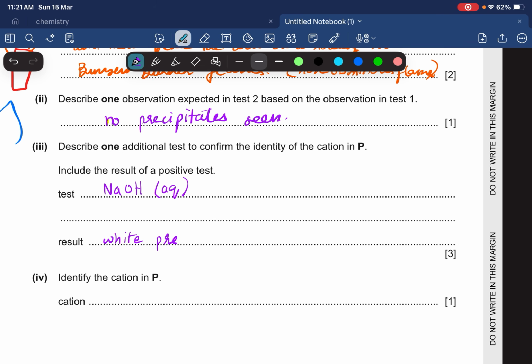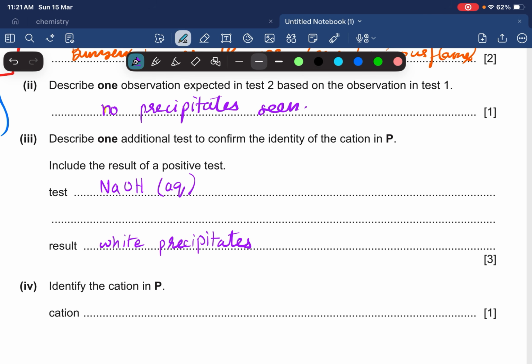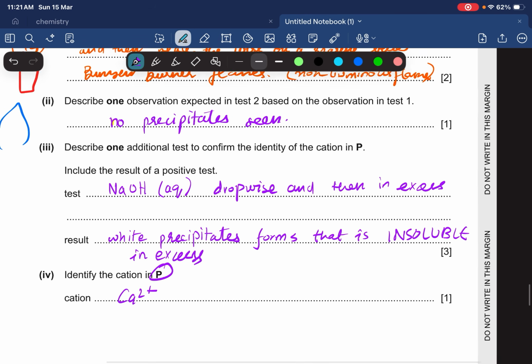Please write the full thing. I'm just doing it because I'm not writing a Cambridge exam. White precipitates, first NaOH dropwise and then in excess, and then in excess white precipitates form that is insoluble. The word insoluble is important here. In excess. And now they're asking us to identify the cation, that's a Ca2+ ion.